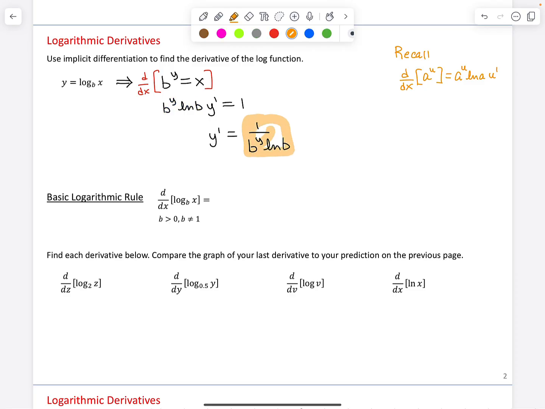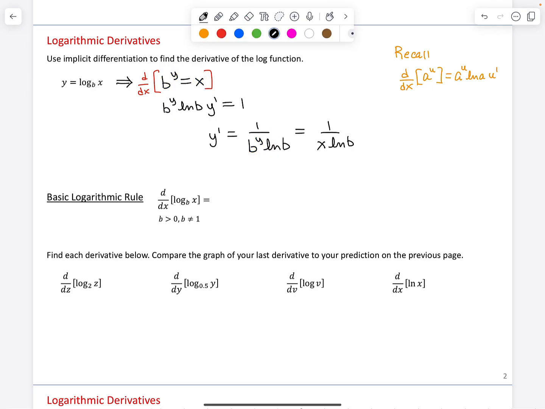If I can convert any y's I see here to x's, this would be ideal because the original function was presented as a function of x, and I would like its derivative to be a function of x as well. This portion right here, b to the y, is the same thing as just x. So the simple fix here is just change what's highlighted in orange back to just x.